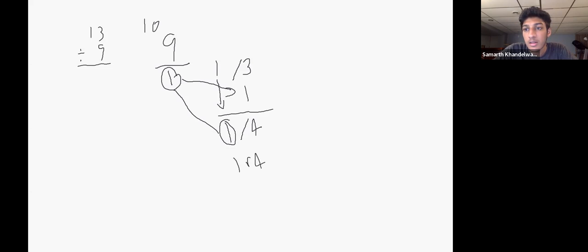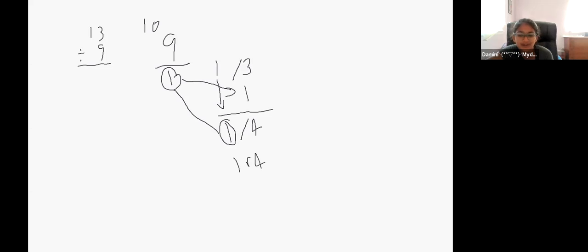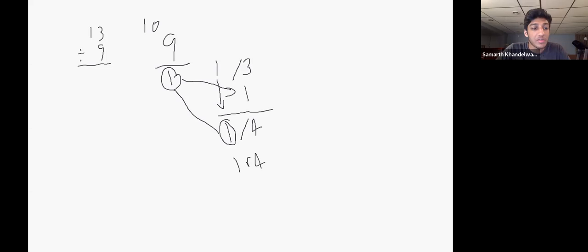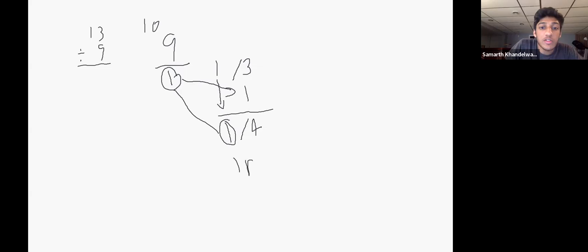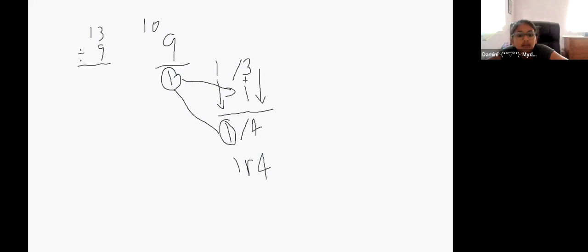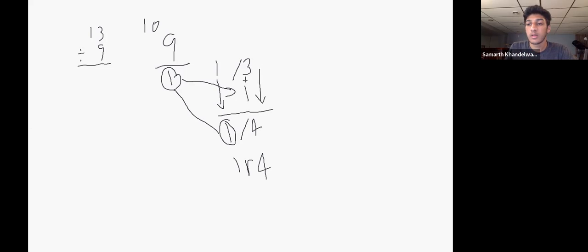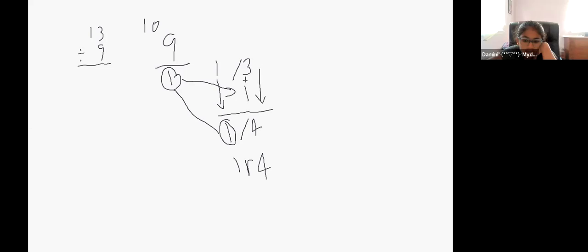Yes, Damini? How'd you get the 4? So I got this 4 by adding this 3 and the 1. I'm gonna write R properly so you can see it. So this 3 plus 1 got me the 4. You see that? Oh, okay. All right. Any more questions?